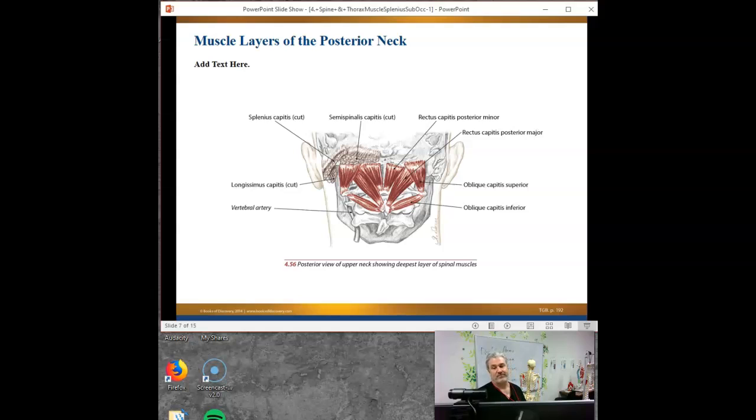I don't even care. Most massage therapists never, ever use their names. In fact, most massage therapists, including myself, would have a hard time naming these four muscles. We just call them the suboccipitals. So you'll hear me refer to the suboccipitals.